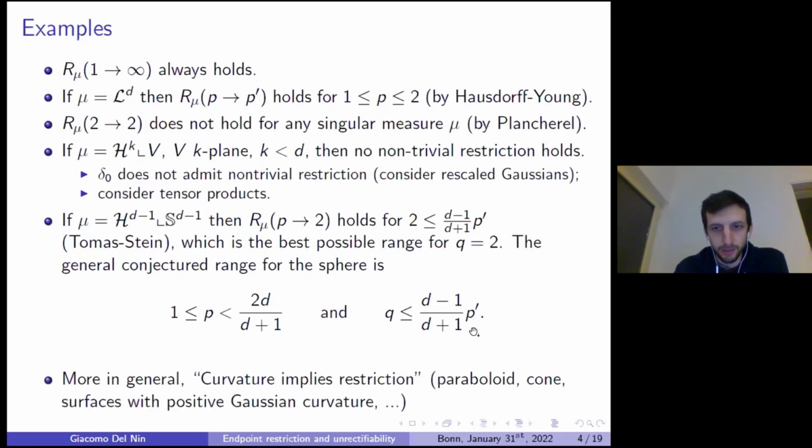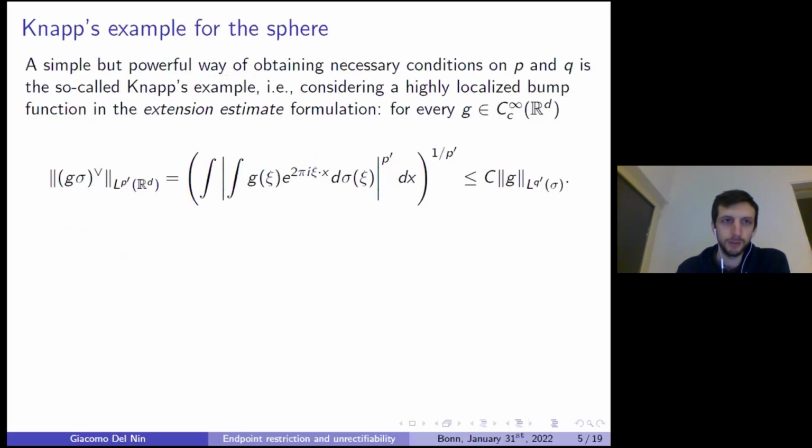And okay, other positive results exist for curved surfaces. So let's say for the paraboloid or the cone or surfaces with positive Gaussian curvature. Now, I want to talk briefly about this condition here and how one can prove this necessary condition if we consider the spherical measure. So this is called the Knapp's example.